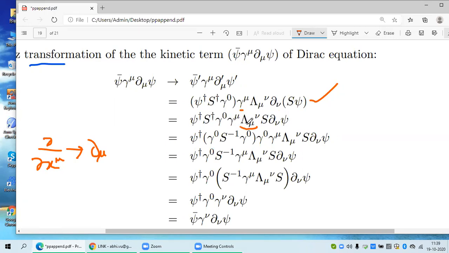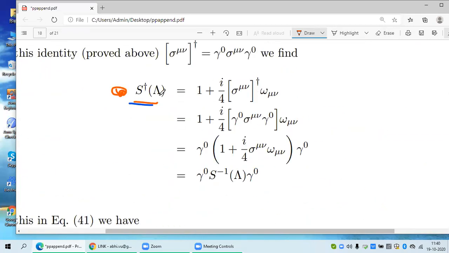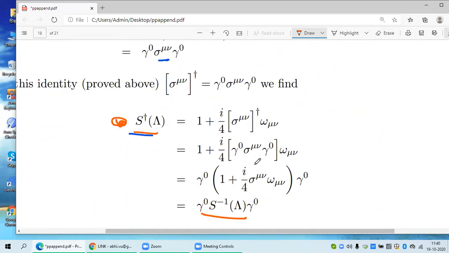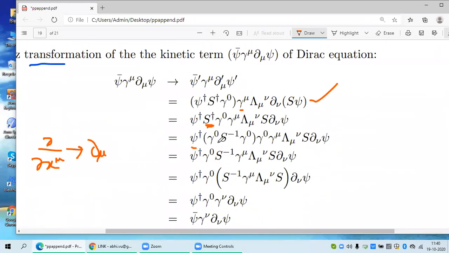But other matrices, their positions are sacrosanct. I can't change them. If I want to change, I have to take help of commutation relations. Now, here you take psi bar and this object, S dagger. Again I can use this previous relation. S dagger is this. So I use S dagger as this, and keep the rest as it is.